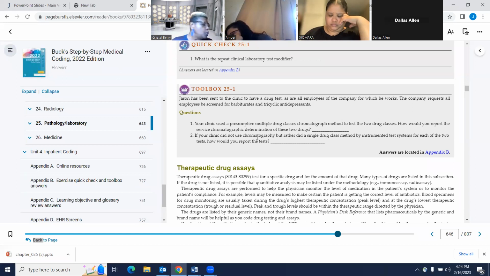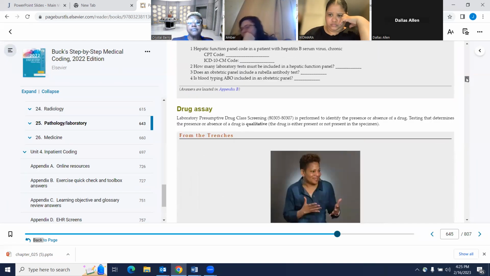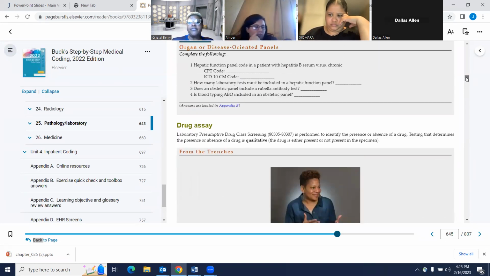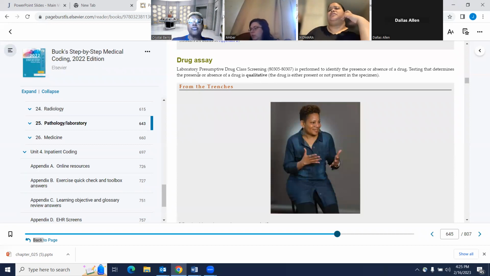Remember where you're going to look. You're going to look in the code range, drug assay. Remember, organ or disease-oriented panel, but we're in drug assay now. It says laboratory presumptive drug class screening, so it's going to be between 80305 and 80307. It's performed to identify the presence or absence of a drug.